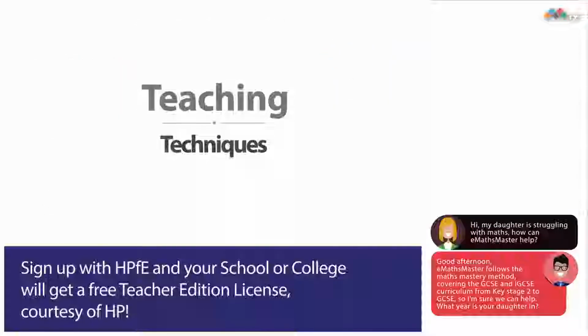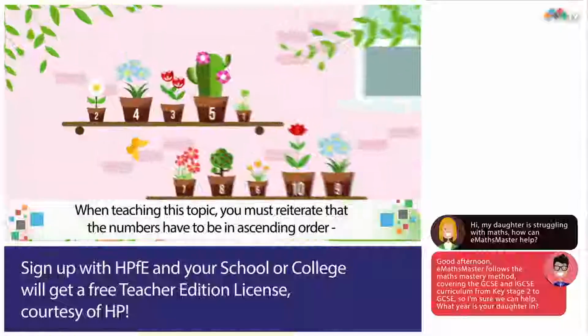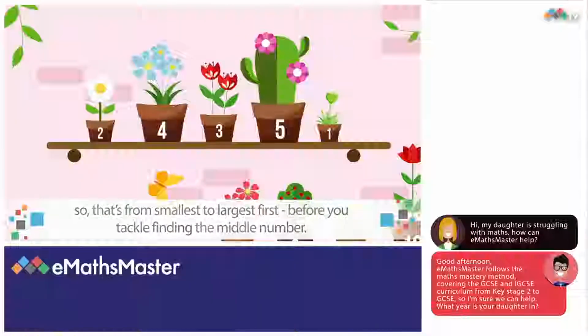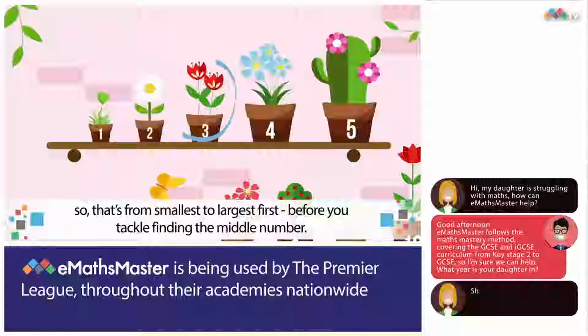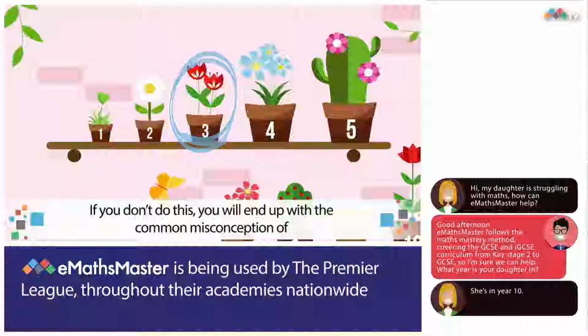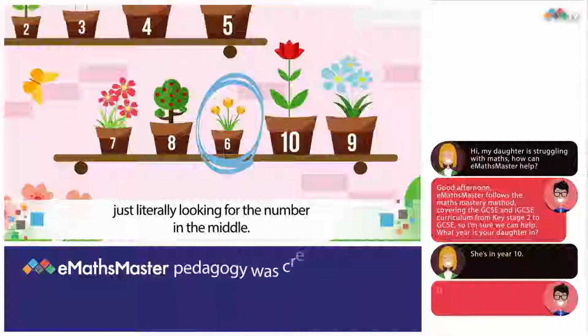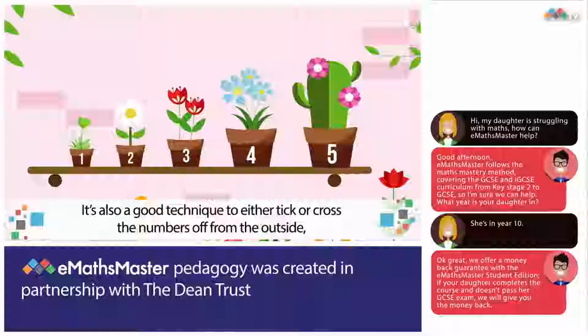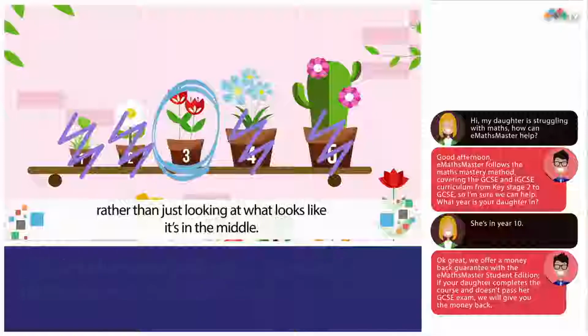Teaching techniques. When teaching this topic, you must reiterate that the numbers have to be in ascending order. So, that's from smallest to largest first, before you tackle finding the middle number. If you don't do this, you will end up with the common misconception of just literally looking for the number in the middle. It's also a good technique to either tick or cross the numbers off from the outside, rather than just looking at what looks like it's in the middle.